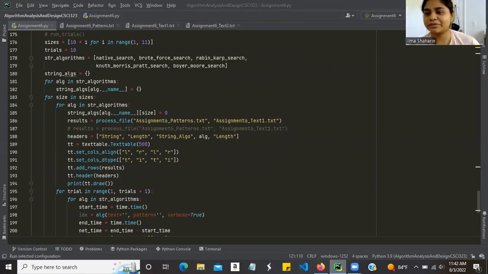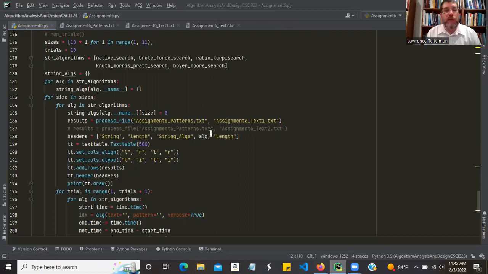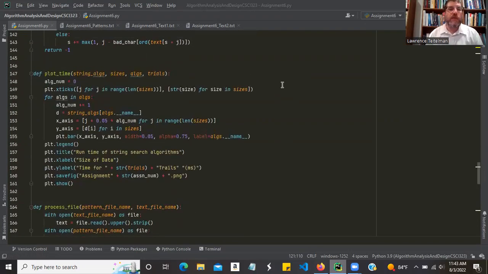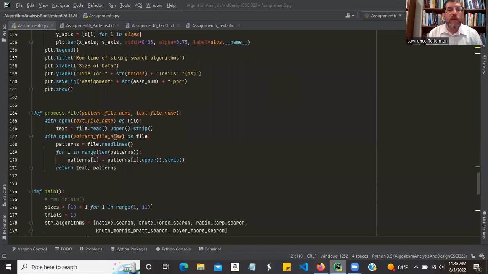Professor, should I run the program? Well, tell me what the question is. I'm passing two arguments in my process file function. I don't know how to make my headers think that I'm passing two different text files. Okay, so go to the process file function. We've got a pattern file name and you have a text file name. You're opening the text file, putting it in text, and then that just gets you the text and patterns back.